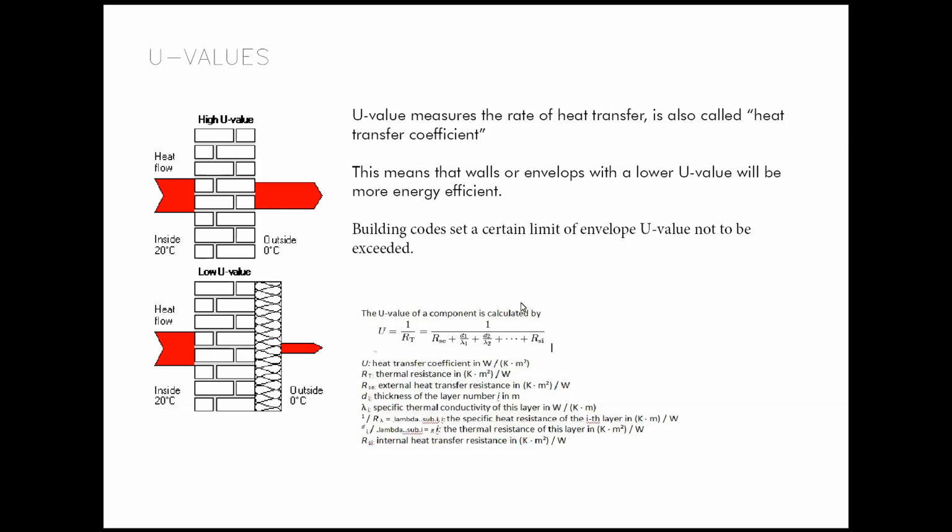That means that our U value measures the rate of heat transfer in my material. If I have different materials in my wall, then I will have a U value of my total layers or total wall envelope. It could be calculated, of course, with software, but this is the formula to calculate it manually.